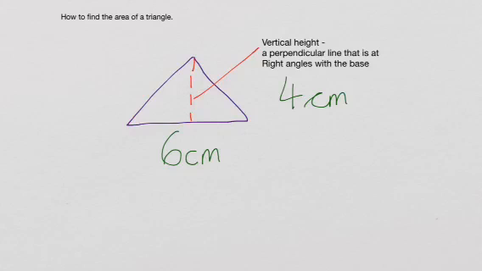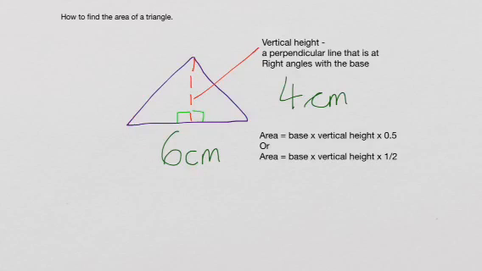So we have to draw a perpendicular line, that is a line that goes through to the top height of the triangle to the base, and it has to be at right angles here. So each of these is a right angle. That makes that a perpendicular line there, and we call it our vertical height. It's the total height of the triangle, which is 4 centimetres for this triangle, and the base is 6 centimetres. Then we need to remember our formula for working out the area of a triangle.